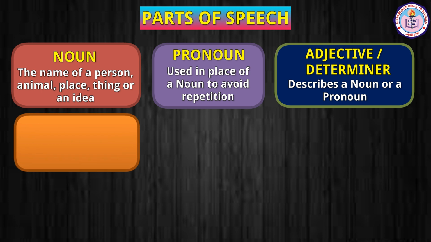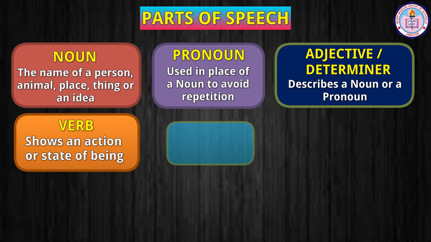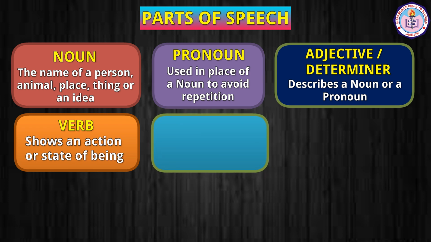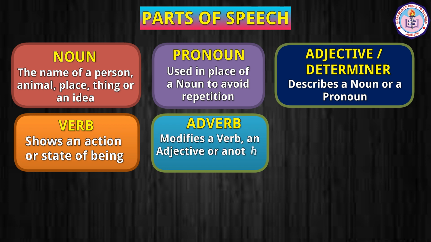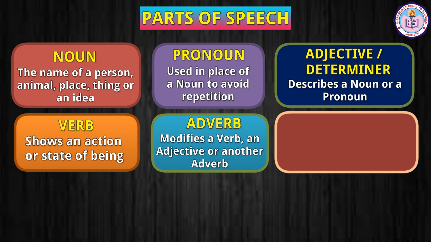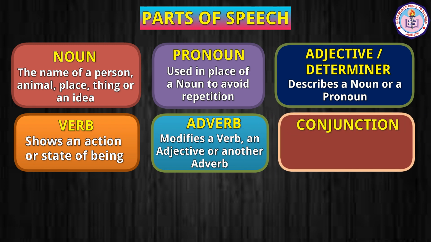Fourthly, we have discussed verb. A verb shows an action or state of being in a sentence. Fifthly, we have studied about adverb. An adverb is a word that modifies a verb, an adjective, or another adverb. The sixth one was conjunction. A conjunction joins two words, ideas, phrases, or clauses.